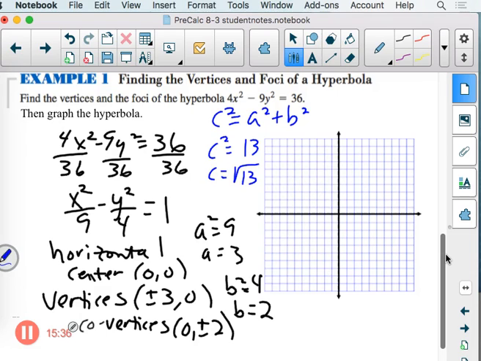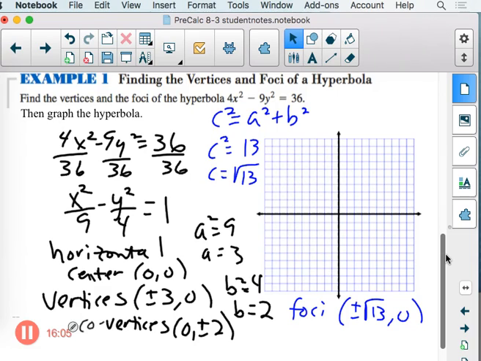So, are the foci going to be on the same axis as the vertices or the same axis as the covertices? The vertices. They're on that transverse axis. So that's going to be, a little spot down here for foci, plus or minus the square root of 13, 0. And you can kind of think about the square root of 13. Let's see, 3 squared is 9, so not quite enough, but 4 squared is 16. So somewhere between there. And we have calculators, so we can punch that in. Alrighty, let's get all this good stuff on here. We have vertices at negative 3, 0 and 3, 0. We have our little covertices at 0 plus or minus 2.